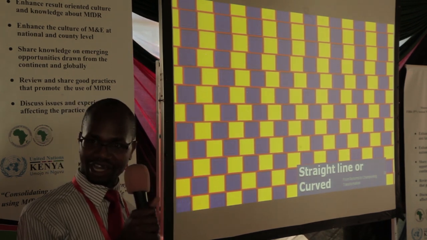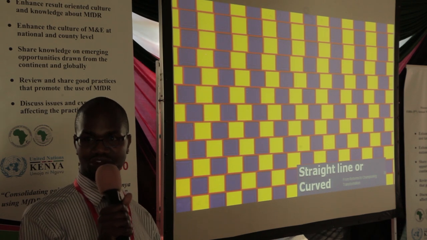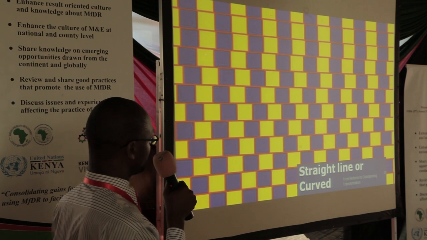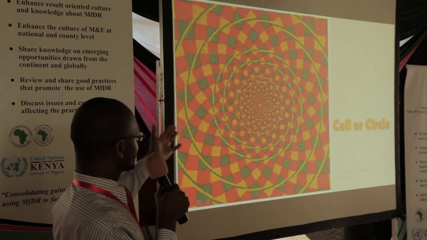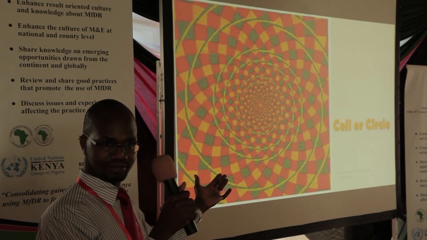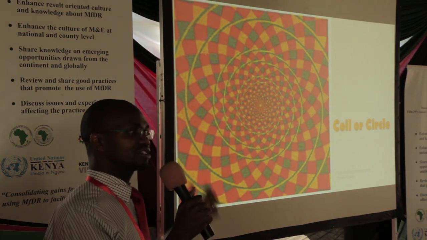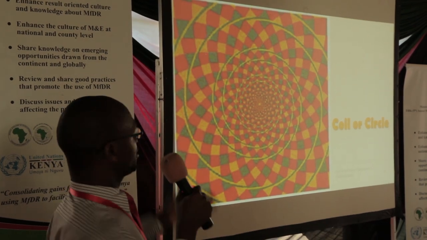They could be curves, they could be straight lines, but those are integration risks that you need to take care of when you are trying to implement your work plan. So let's think through. Move on, please. Are they circles or coins? When you look at it, it's a coin, it's a circle. Those are integration risks. You must always look at gaps within your programs.